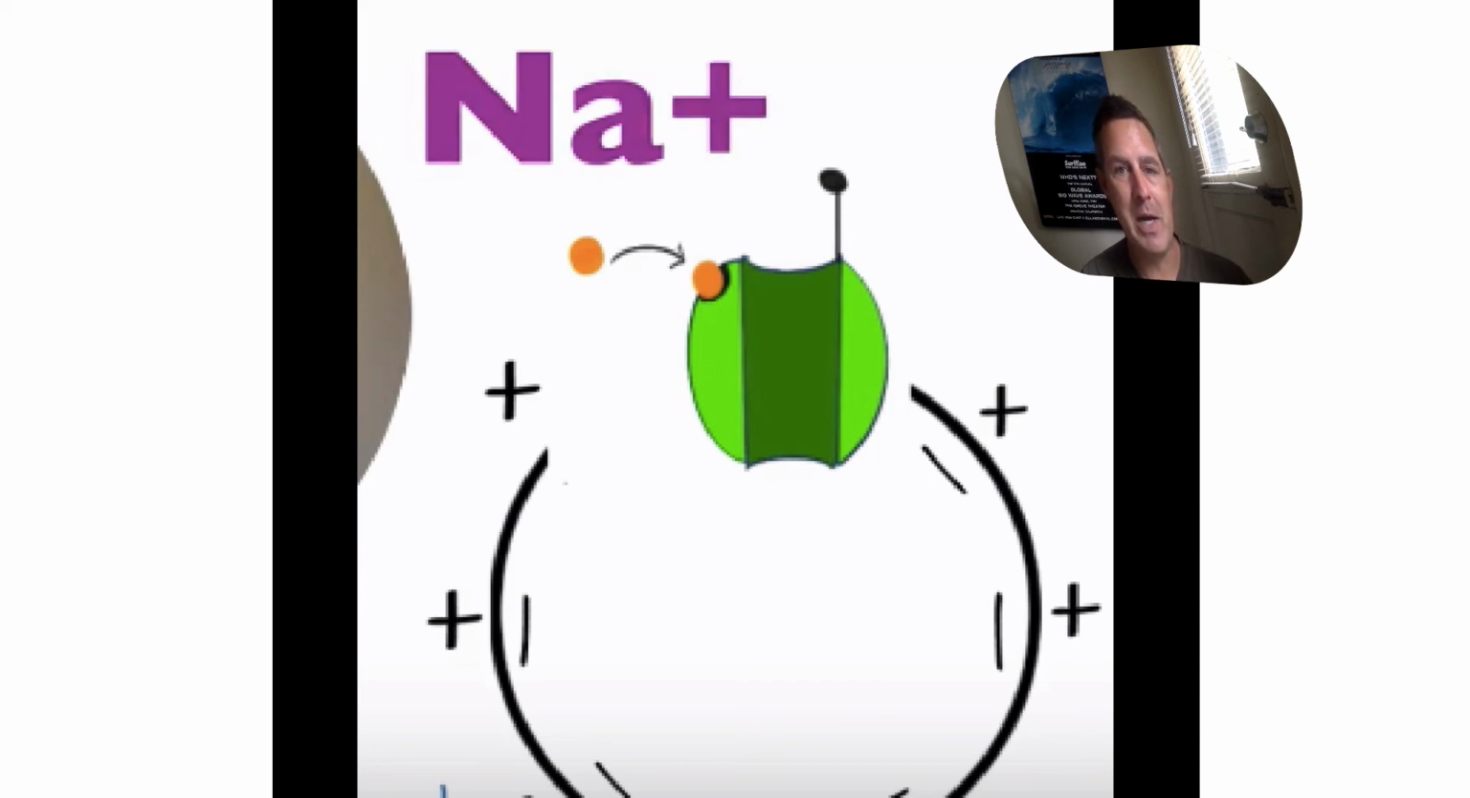And please keep in mind, whatever is moving through the channel is still doing so passively. It does not require energy to move through the channel. All that it needs is that gate to be open. So gated channels do not require energy. The entity, in this case sodium, is moving passively into the cell.